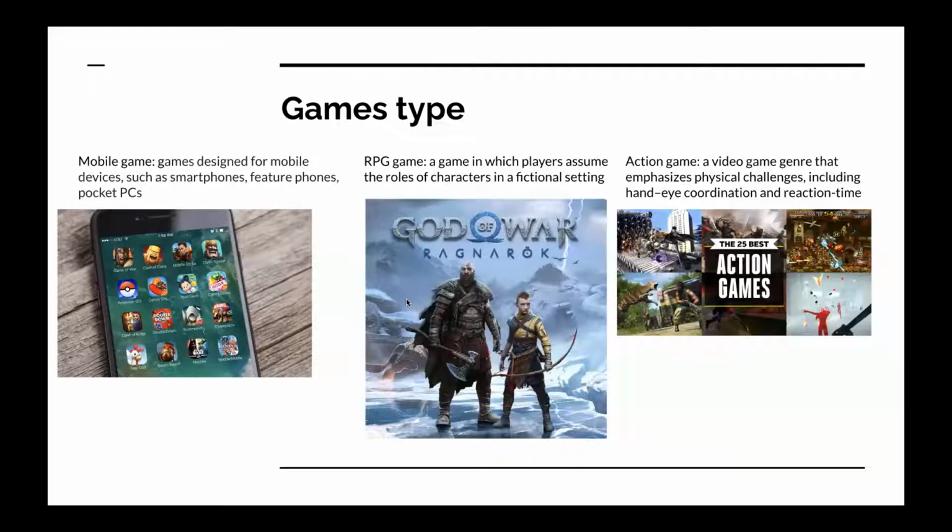We have mobile games, which are games designed for mobile devices, such as smartphones, feature phones, pocket PCs, tablets, iPads, things like that. And as you can see, these are some examples of games that are considered mobile games, games that you can play on your phone. And next, you have RPG games, which is an abbreviation of role-playing games, which are games in which the player assumes the role of characters in a fictional setting.